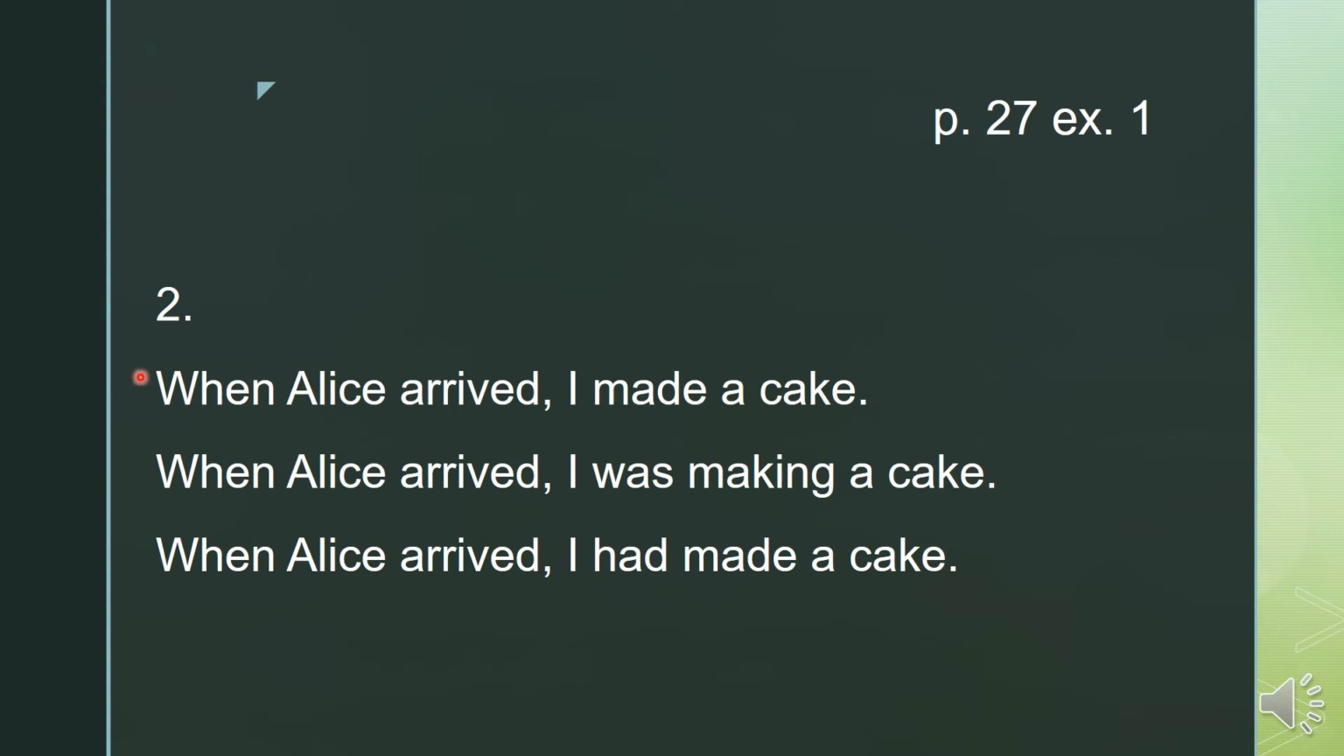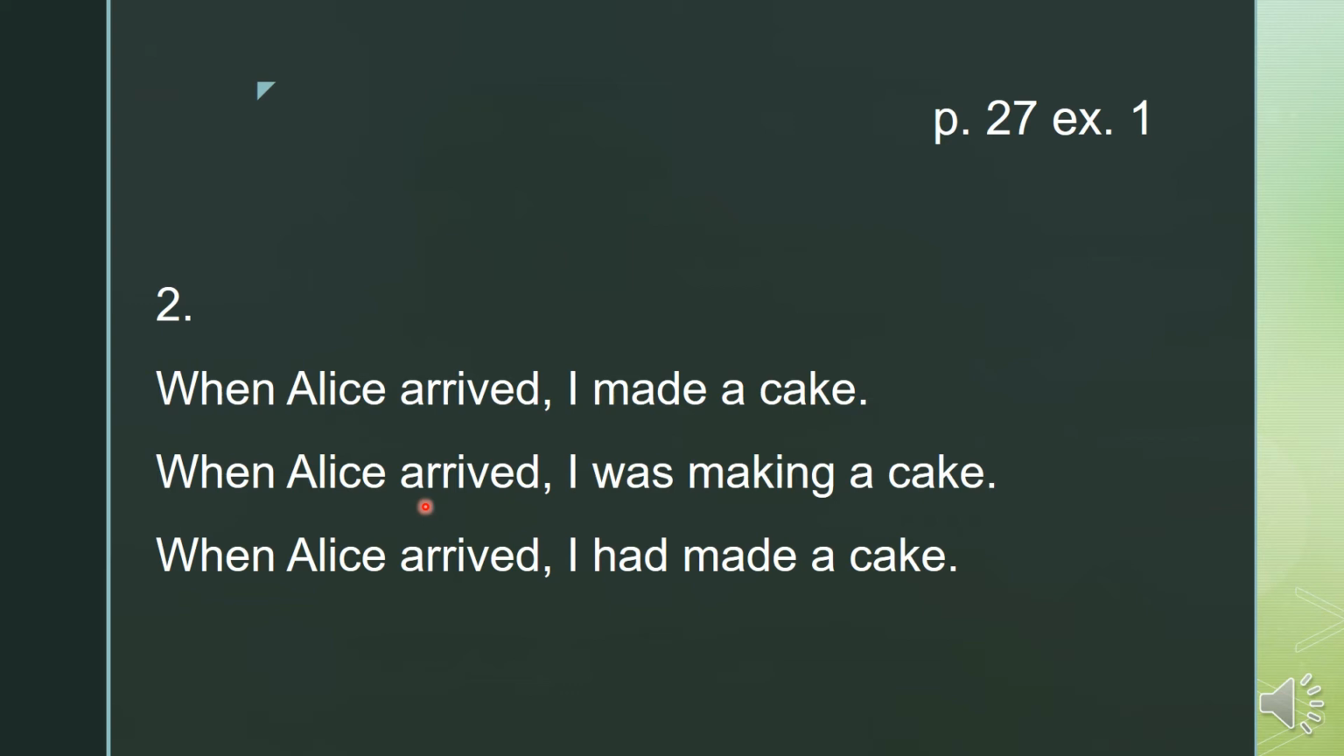How about number 2? We have this opening clause, when Alice arrived. Of course, arrived is just past simple. This word when is showing us that we're talking about something else at that point in time. When Alice arrived, I made a cake. Past simple in the first clause, and I made, also past simple in the second clause. So this means that Alice arrived, and immediately after that, or very shortly after that, I said, time for me to make a cake. And I made a cake. Right? First she arrived, then I made a cake.